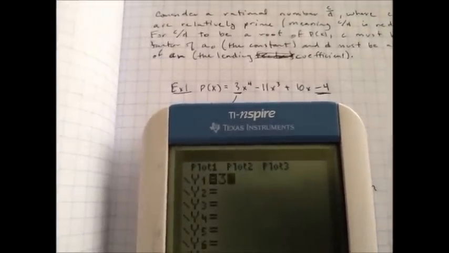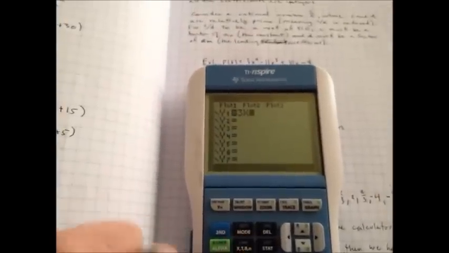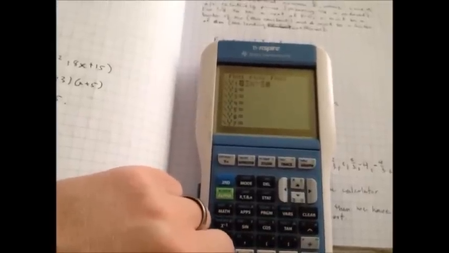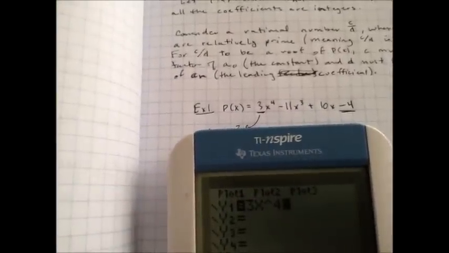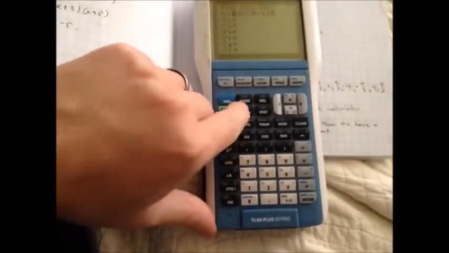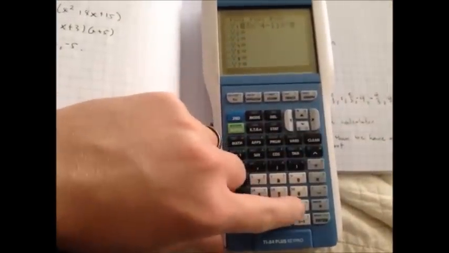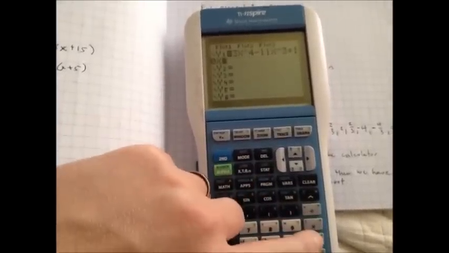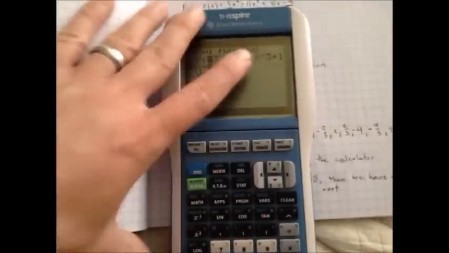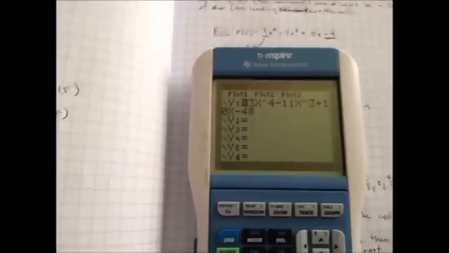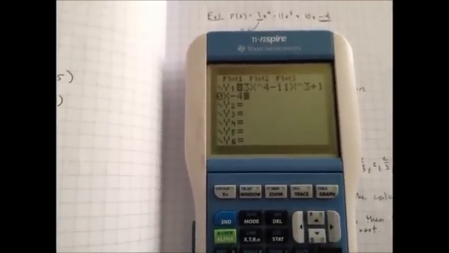You do 3, so I'm typing in 3, and then I press x raised to the third power. Sorry, that's to the fourth power. If we look, p of x is 3x to the fourth power minus 11x to the third power plus 10x minus 4. Okay, so I've typed that in. All I did was I go to y equals and I typed that in.